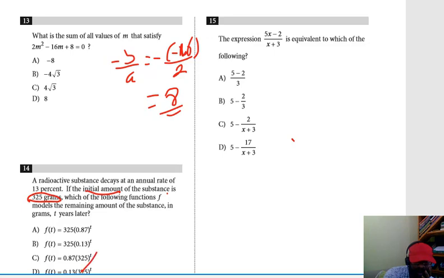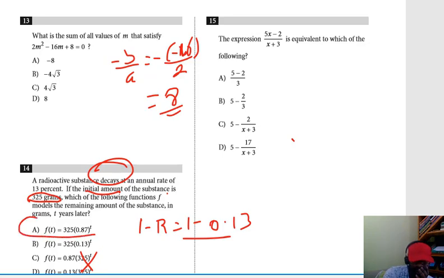A or B. So these two are the wrong choices. There it says the initial substance. Okay, the annual rate of 30%. Besides, here we have a decay, so it's decreasing. So 1 minus the rate, 1 minus 0.13. This is 0.87. Okay, 0.87 here.